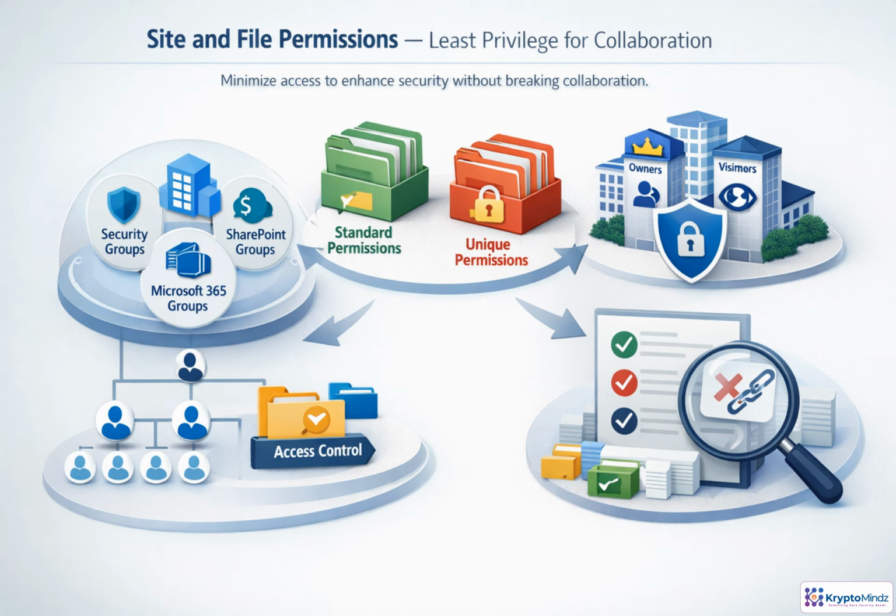Permissions should flow from the broadest container down to the smallest item, unless there is a strong reason to break inheritance. Start with Microsoft 365 groups, security groups, or SharePoint groups, not individual users, so access remains manageable. Then assign clear roles. Owners administer, members collaborate, visitors read, and guests receive only what the business requires. Unique permissions should be the exception, because every exception becomes harder to audit. For sensitive sites, routinely review broken inheritance, direct file access, and external access before they become hidden security gaps.